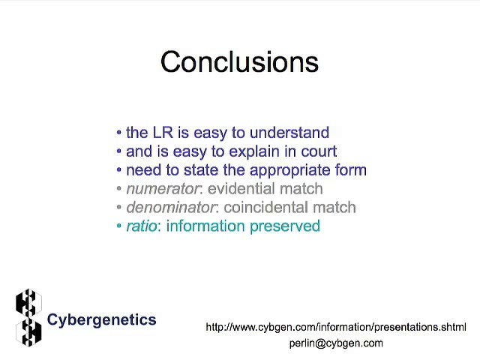The point is you need to state it in the appropriate form. The match form is particularly nice. You always have the same denominator, the coincidental match, just like in the RMP. But in the numerator, the weight of the match of the evidence relative to the suspect, that decreases with weaker interpretation methods, and it stays high and is preserved with more informative likelihood ratio methods. And when you take the ratio, the information is preserved, which is one scientist's view of what the purpose of forensic science is.